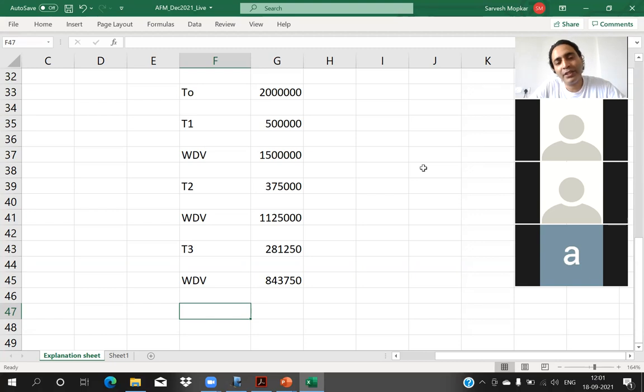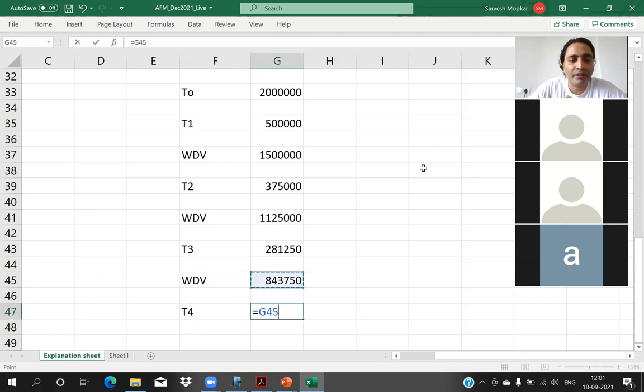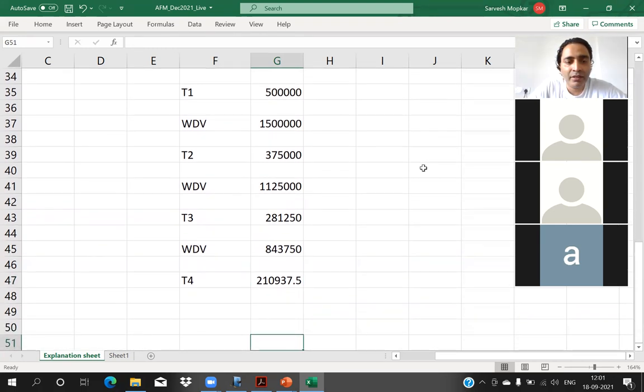I will provide depreciation for the last year also. Please hear me out, give it some time and understand. I will provide depreciation for the last year. So what will the last year's depreciation be? It will be the beginning WDV of the last year multiplied by 0.25. So this will be the depreciation of the last year. Then what will be the closing value just before the sale? Just before the sale, what will be the WDV?